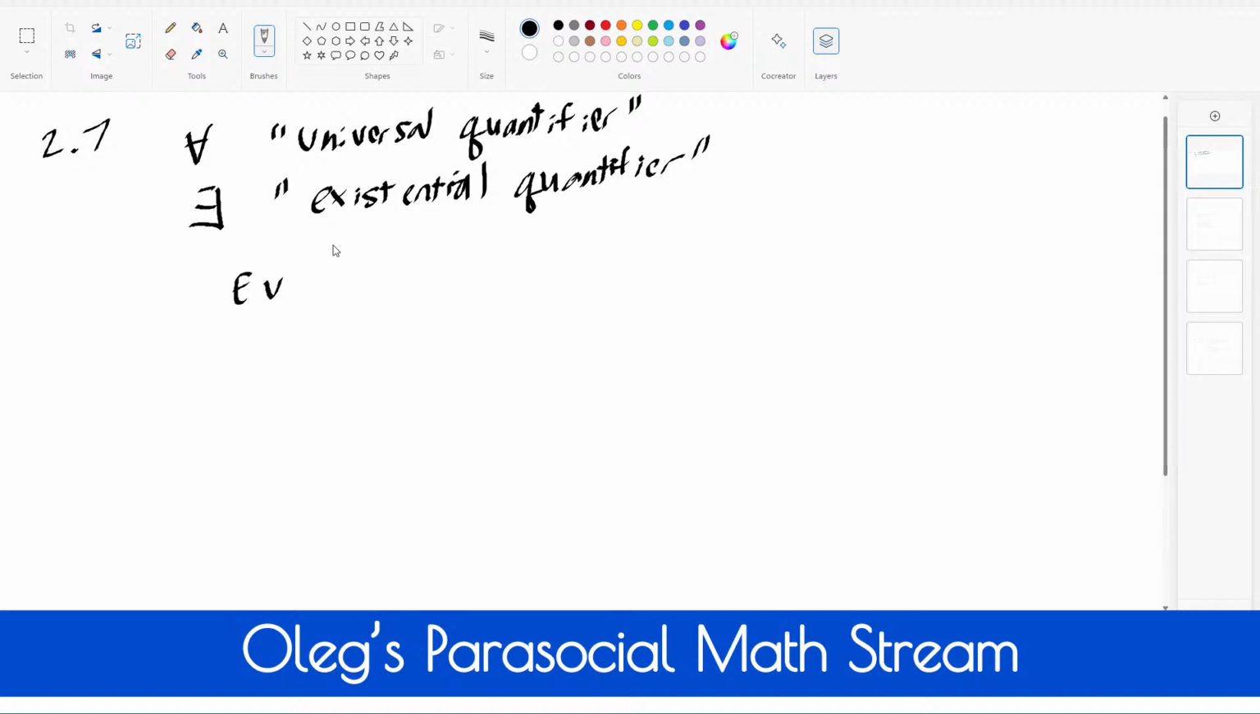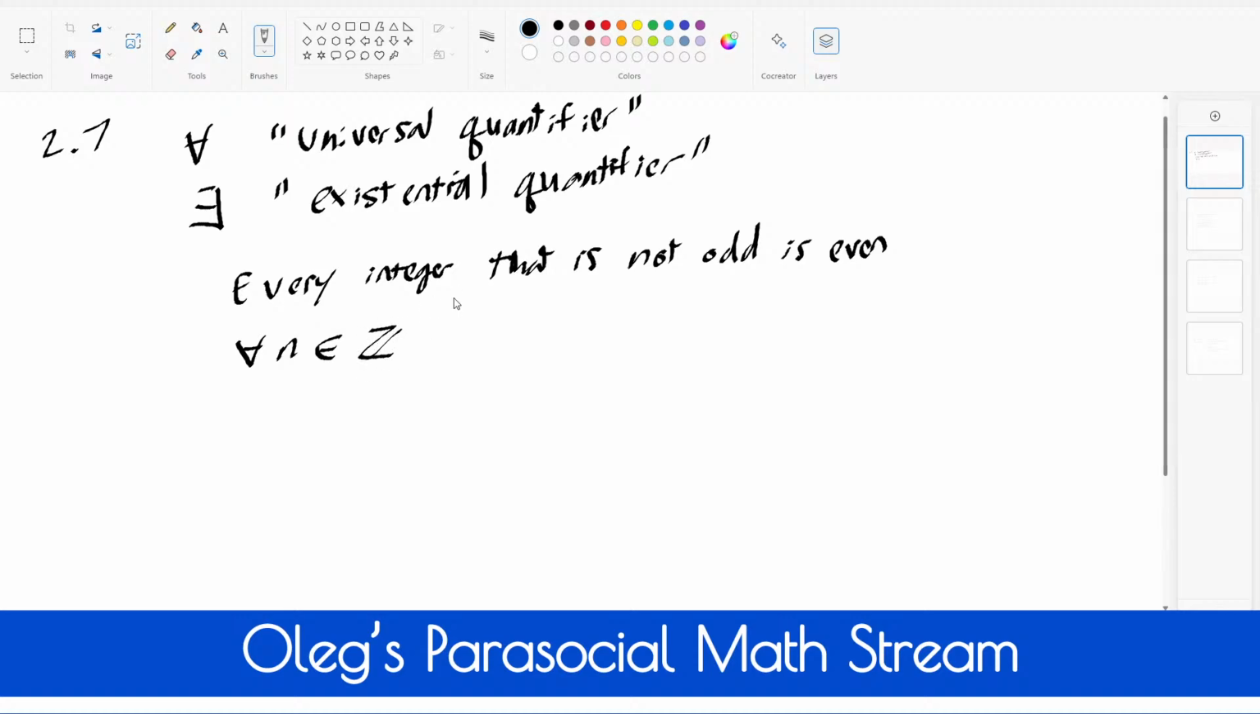Okay, here we go. This is example 2.5 on page 54. Every integer that is not odd is even. So we're going to say every, in this case, all naturals, or all n. N refers to whatever in this case. N is some quantity or some number. And we're going to say for all numbers in the integer set.